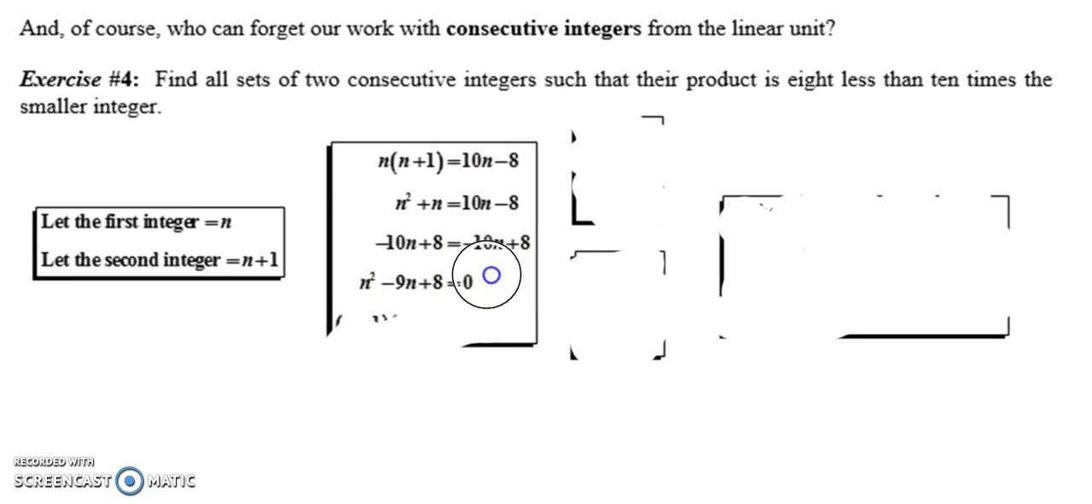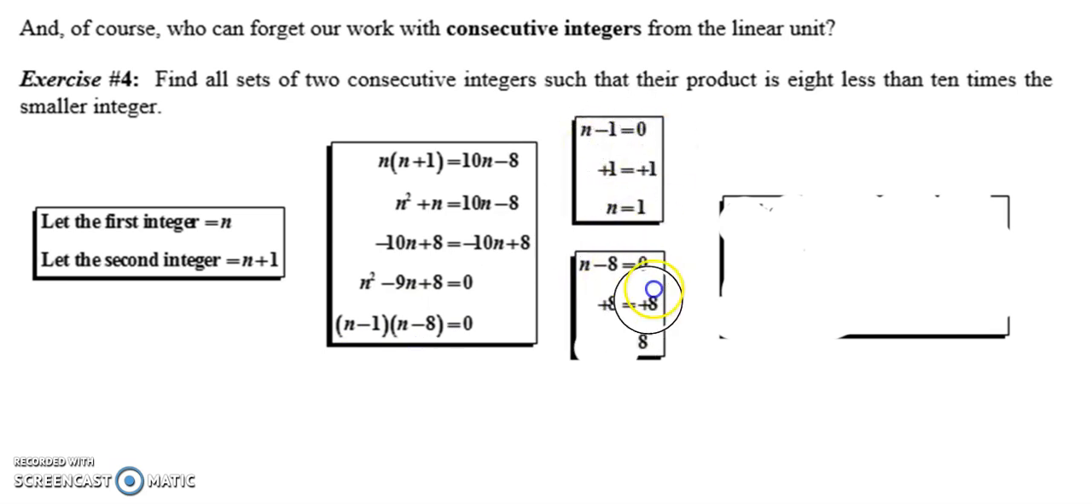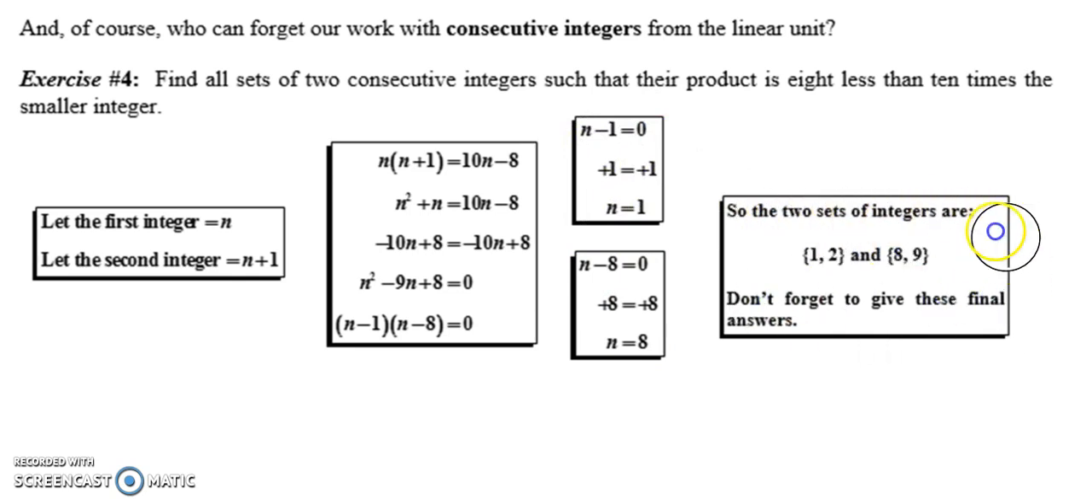Okay, so now we have it set equal to 0. Now we have to factor that. That's pretty easy. Negative 1 and negative 8. So that should be a pretty easy factoring. And now let's take those and set them equal to 0. There we go. And we could write this in. There are two possible answers. So 1 and 2 or 8 and 9 fit the description.